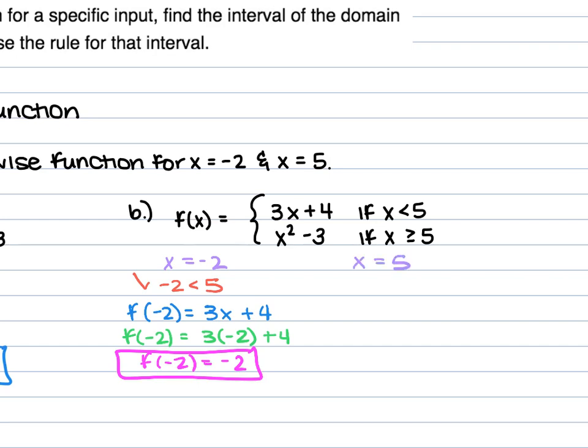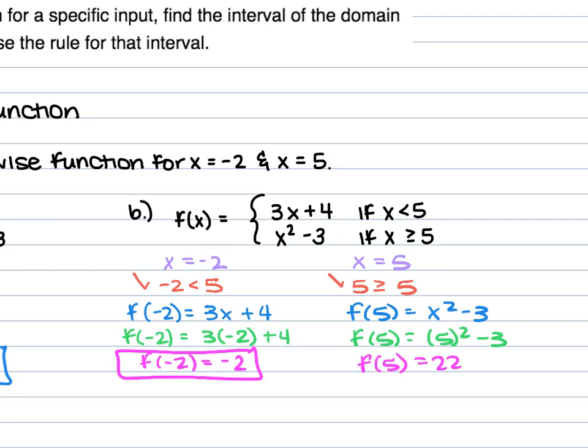For x is equal to 5, you have the inequality 5 is greater than or equal to 5. That's true. So we're going to use f of 5 is equal to x squared minus 3. So we're going to plug the 5 in. f of 5 is equal to 5 squared minus 3. 5 squared is 25. 25 minus 3 is 22. So f of 5 is equal to 22.